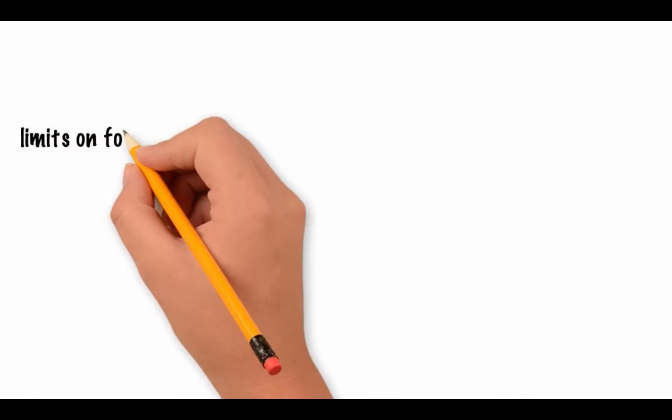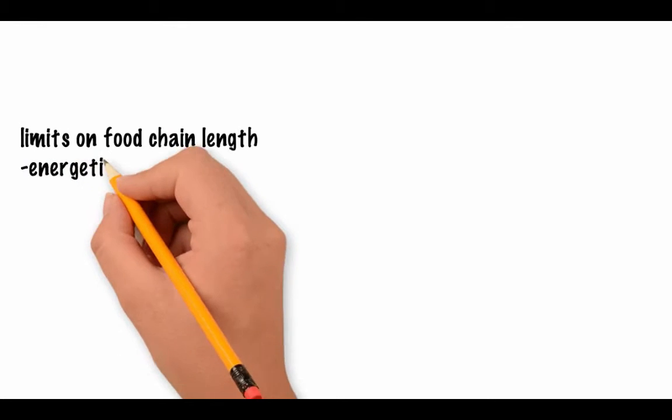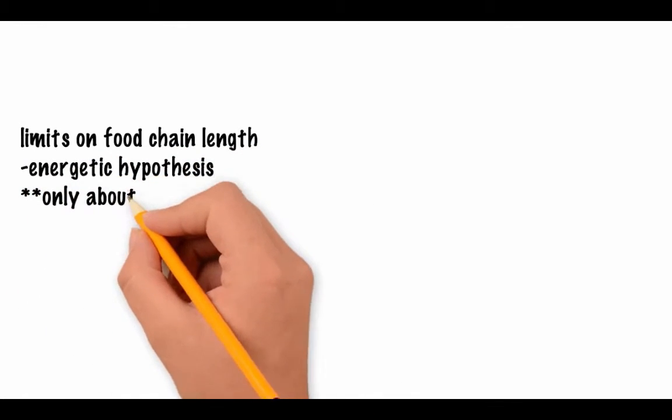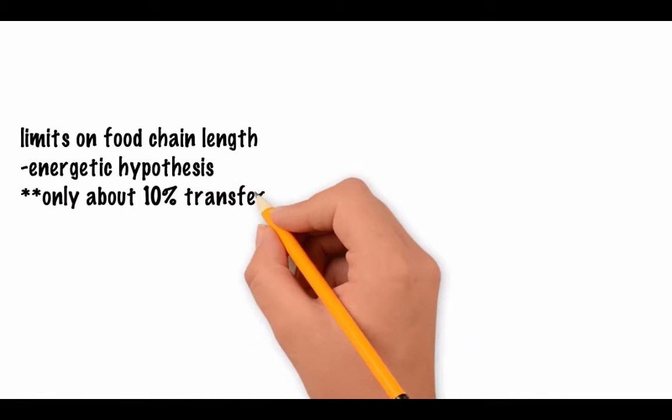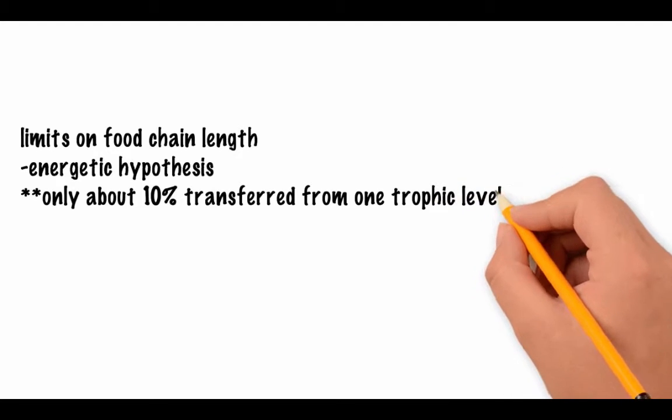You may be wondering why food chains are so short. There are actually two different hypotheses here. The energetic hypothesis states that only 10% of the energy entering a trophic level can be passed on to the rest. Having more than 4 or 5 levels would require too many producers to sustain the top carnivores.